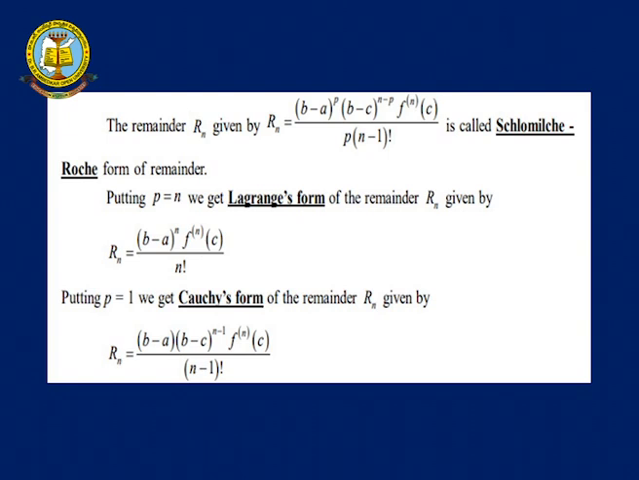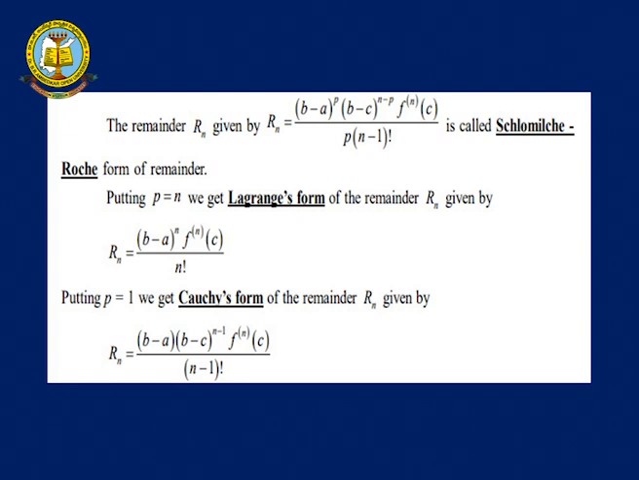So, if we substitute p equal to 1, we get the Cauchy form of the remainder Rn equal to (b minus a) into (b minus c) whole power of n minus 1 into f power of n of c by (n minus 1) factorial. So, this is the Taylor's theorem.